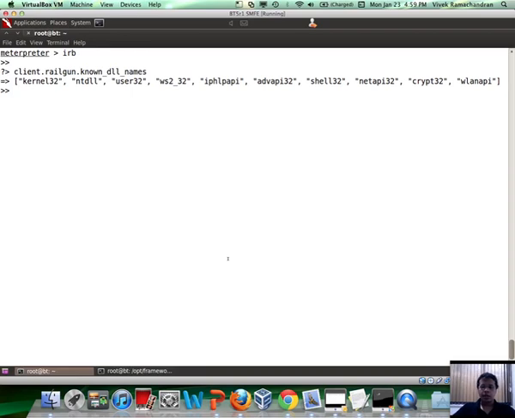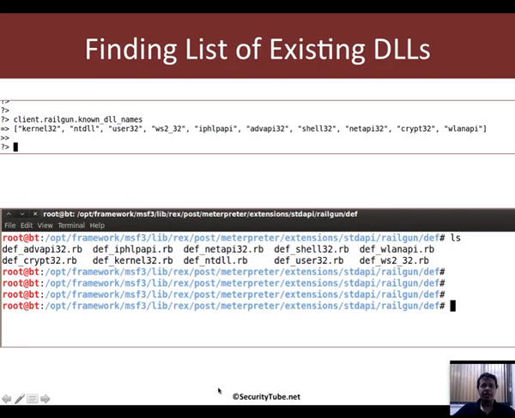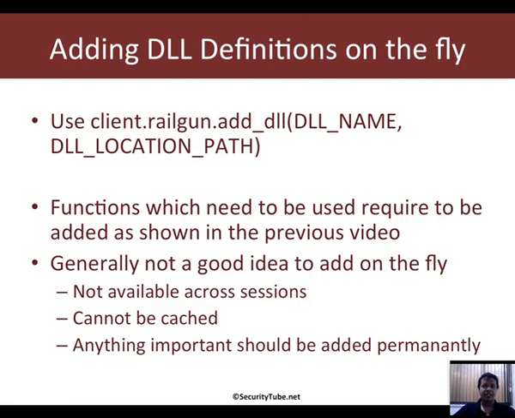Now, let's go ahead and take up the next task, which is we know that we have a list of existing DLLs, and now we probably want to go ahead and add a new DLL definition either on the fly or add it permanently to the framework by defining a definition file.